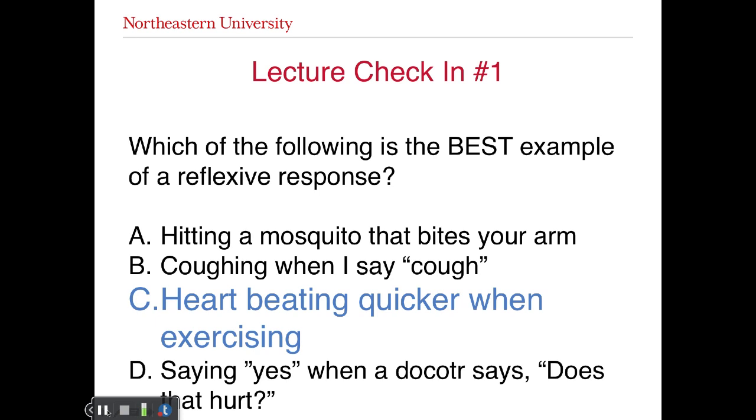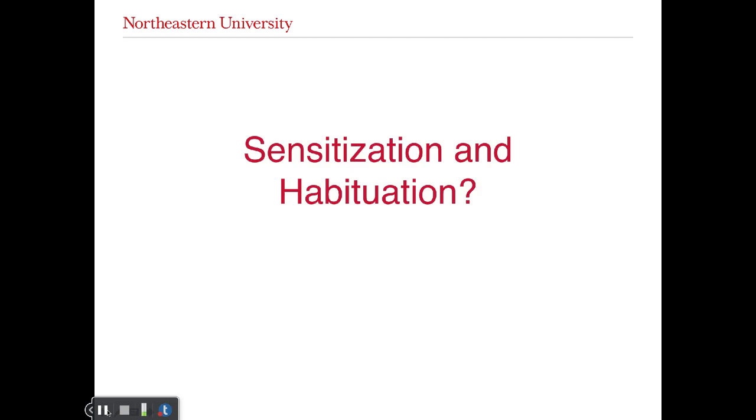We cough, even though we talked about coughing as a potential reflexive response earlier. When someone says cough, it's probably because of some history of reinforcement. And you say yes when a doctor says, does this hurt? because of most likely some type of history of reinforcement as well. So those are the things that you might think about when trying to determine whether there's a reflexive response or some type of conditioning paradigm in play.